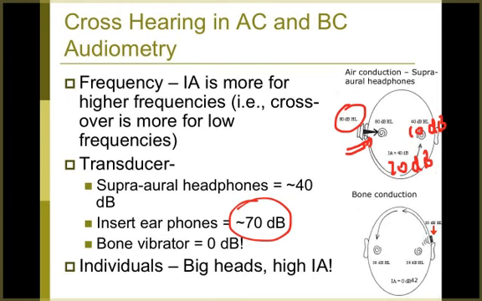When you're using a bone vibrator, the interaural attenuation is 0 dB. In other words, almost all the energy you give on one side travels over to the other side. So in this case, if you're giving 30 dB through a bone vibrator, almost the whole 30 dB transfers to the other side. And that's why I say that when you're doing bone conduction testing, you get the better cochlear response, no matter where you place it, because the sound travels almost equally to both sides.